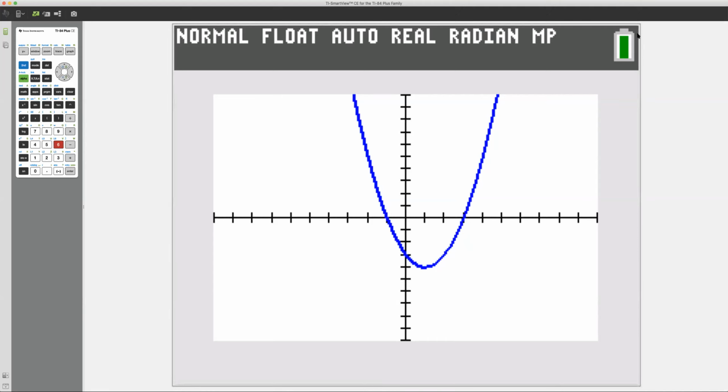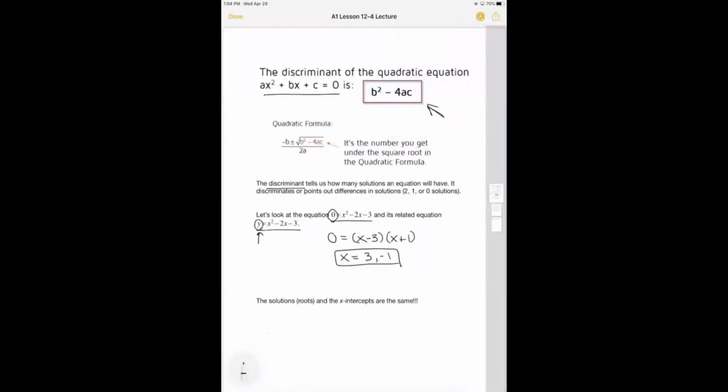Let me go back and share again with my iPad. What were our answers? Negative 1 and positive 3. So the solutions, or the roots, remember a root is a solution, of that equation set equal to 0, and the x-intercepts when the equation is set equal to y, are exactly the same.